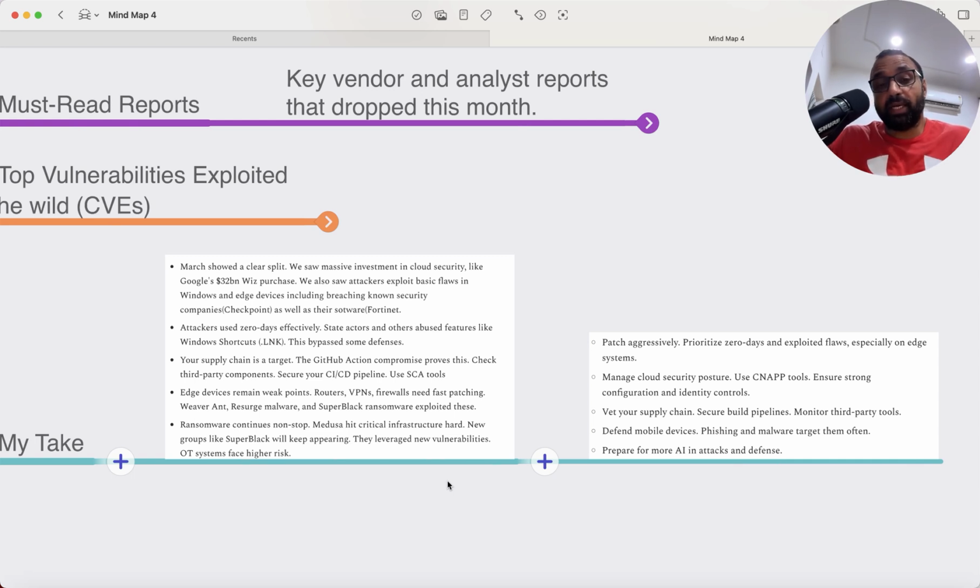Your edge devices will be getting targeted. I mentioned the examples of Zyxel, Fortinet, Ivanti, you know, your firewalls, routers, VPN firewalls, and all, they all need patching continuously. Okay. And ransomware is still continuing non-stop. Medusa is hitting the critical infrastructure hard. They are leveraging new vulnerabilities and OT systems are also at risk. Okay, so patch aggressively, manage your cloud security posture, verify your supply chain, defend your devices, phishing and malware target them often, and prepare for more AI-based attacks and defense.